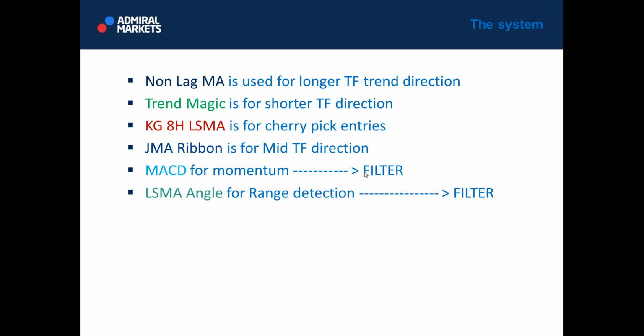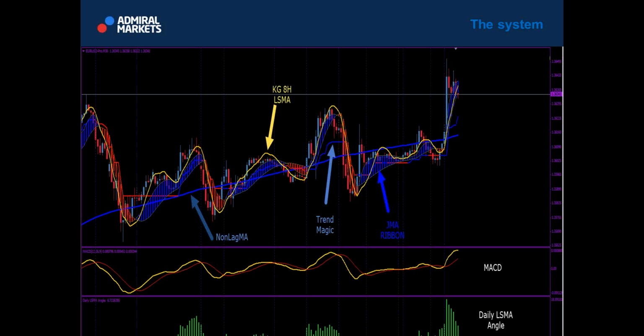MACD, standard moving average convergence divergence, for momentum, and LSMA angle, least squares moving average angle, for range detection. It needs to be red. When it's red, that means that there is no range. So this is basically, in this system, a range filter. It wants to warn you that there is a range and you should stay out of trades. You shouldn't trade. Stay out from trading.